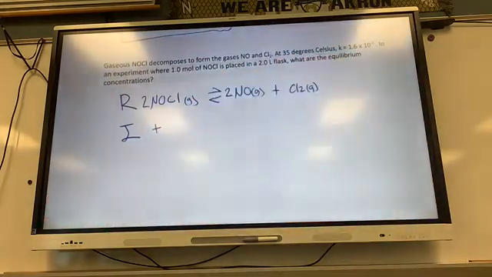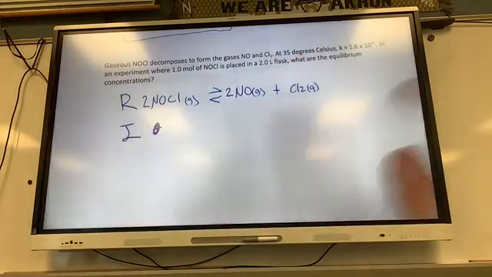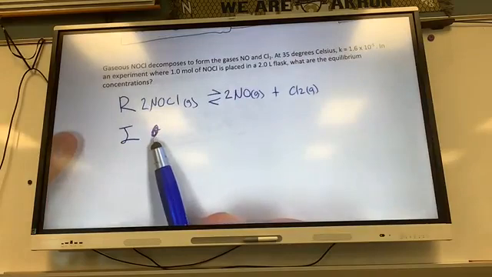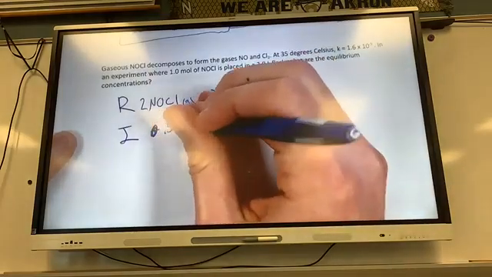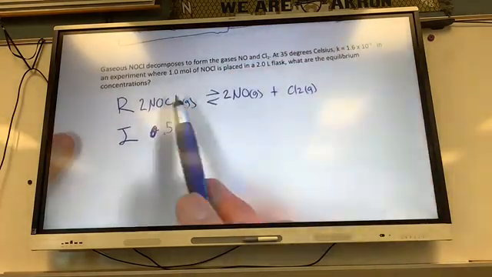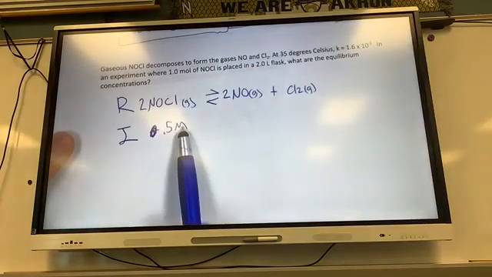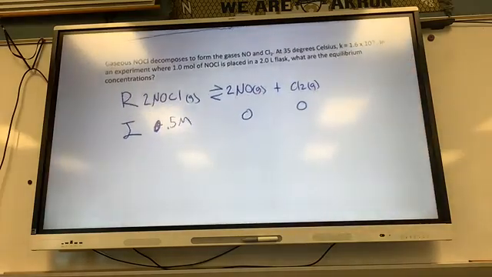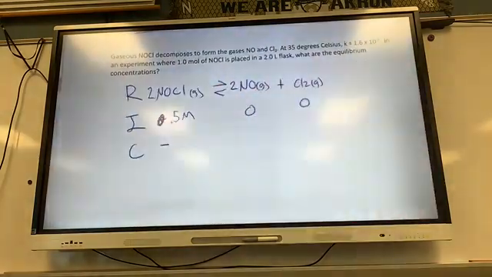So this I is going to be what? Plus what? Oh, not plus, sorry. Oh, wait, hold on. Initial. We're not plussing anything. Calm down. Initial is what? It's 1 over 2. 0.5 molar, right? Because it's 1 divided by 2. Do I have anything to start out with for my products before I start? 0. Change. I know it's going to be minus because I'm decomposing.